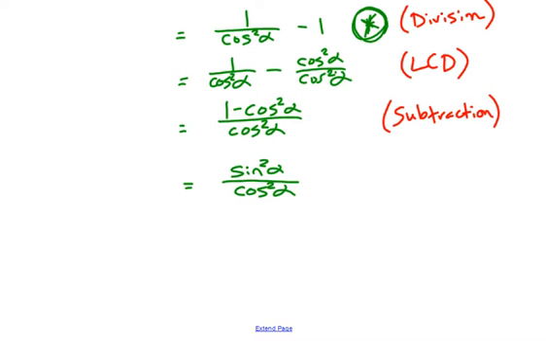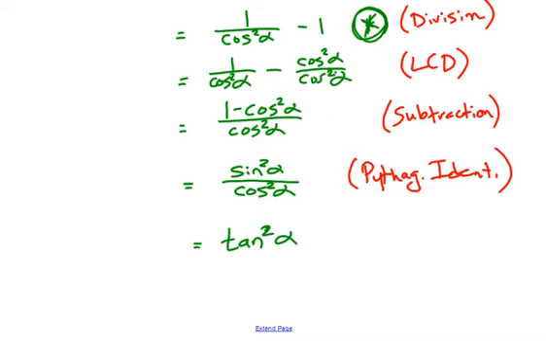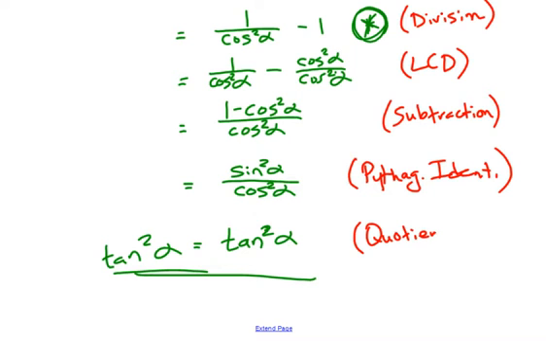Now, again, that is using a Pythagorean identity. I'm going to abbreviate just to save a little time here. And sine squared of alpha over cosine squared of alpha is tangent squared of alpha. And that is what we were trying to prove everything was equal to. So we have completed our identity, or verifying the identity. That last step was done by using a quotient identity.